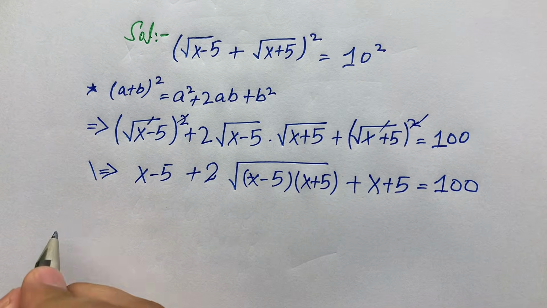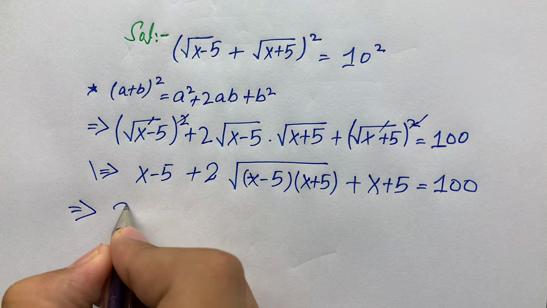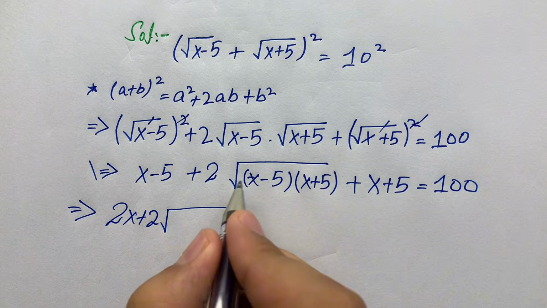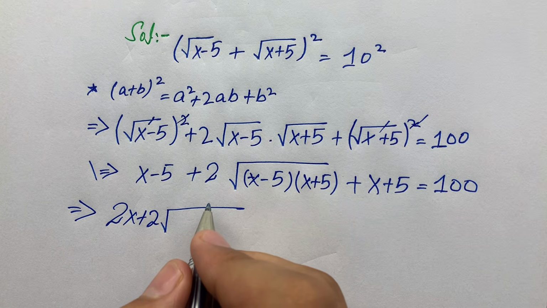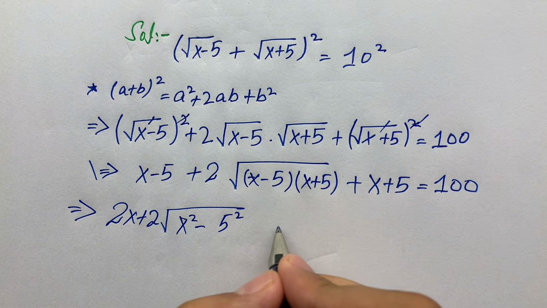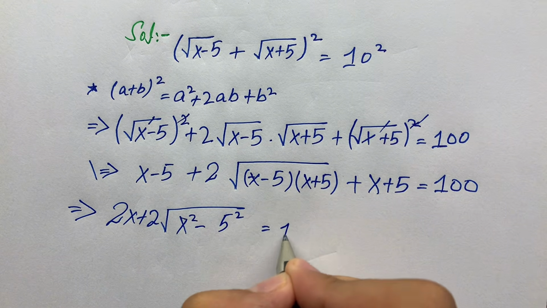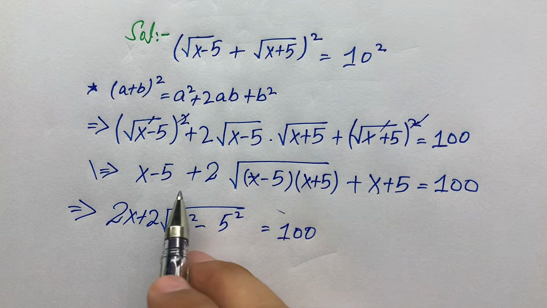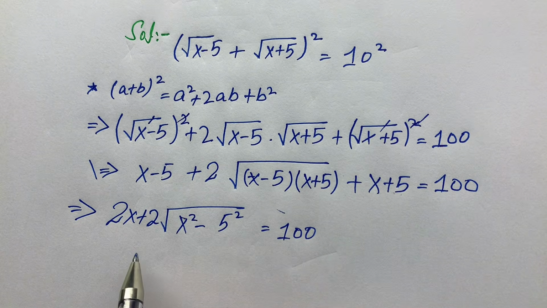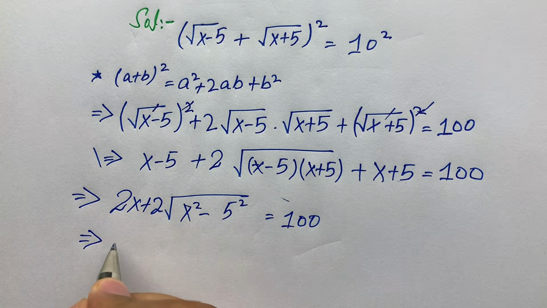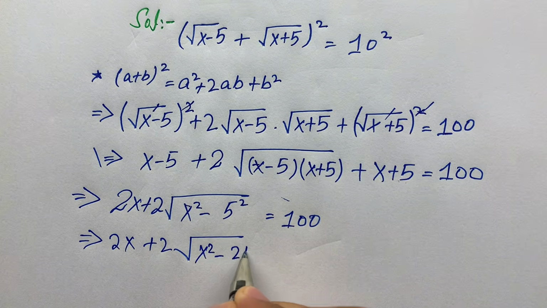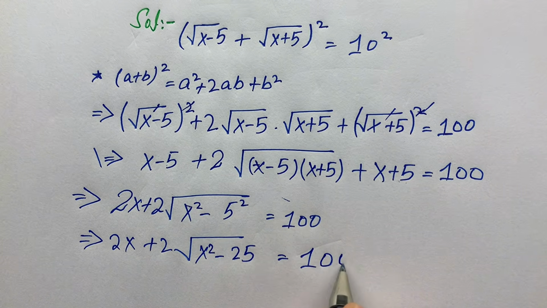In the next step, 2x plus 2√((x−5)(x+5)), and this will be x² − 5², equals 100. Here, x minus 5 plus x plus 5 gives 2x, and (x−5)(x+5) is x² − 25. So this will be 2x + 2√(x² − 25) = 100, where 5 squared is 25.